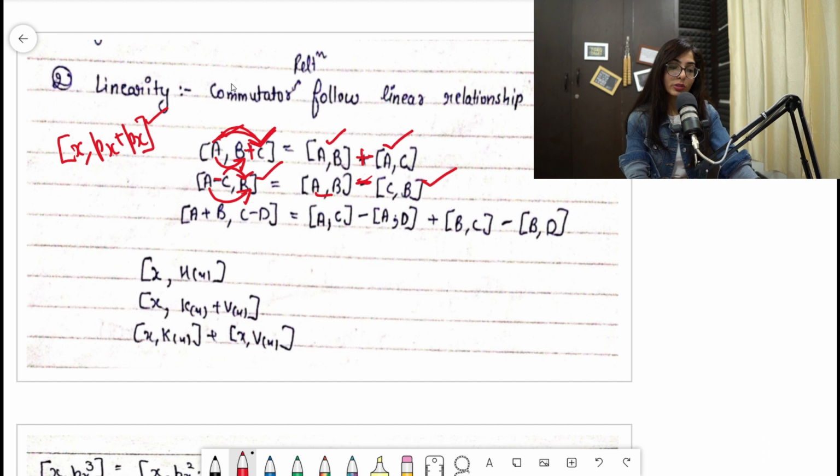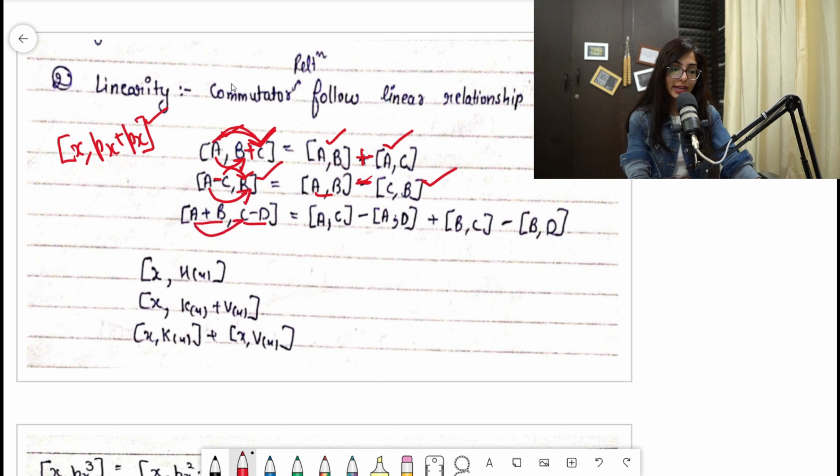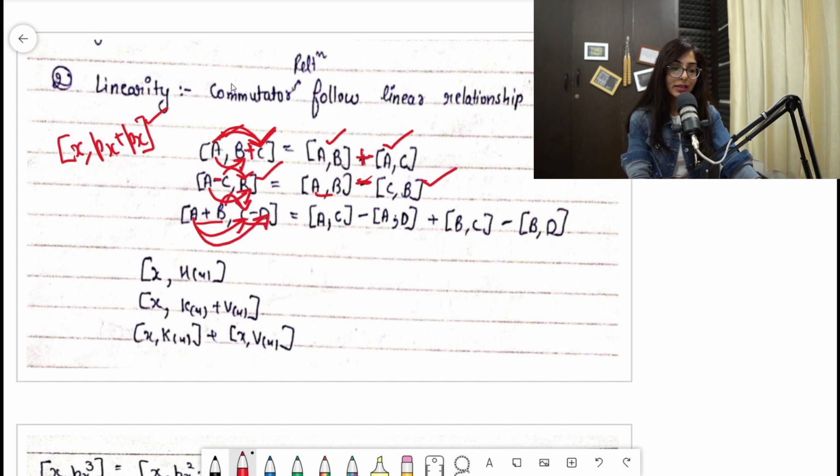Suppose there are two entities on this side and two entities on this side also. How to do that? Simply you will do it like this. First take a with c and then a with d, and then take b with c and b with d. So a with c becomes [a, c]. If I take a with d, minus is there already, so I put minus first and then write [a, d]. So that is done.